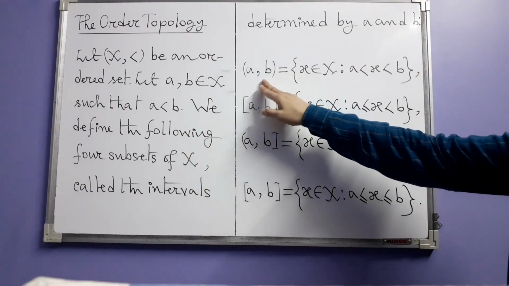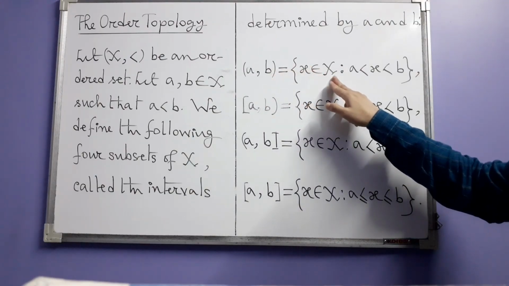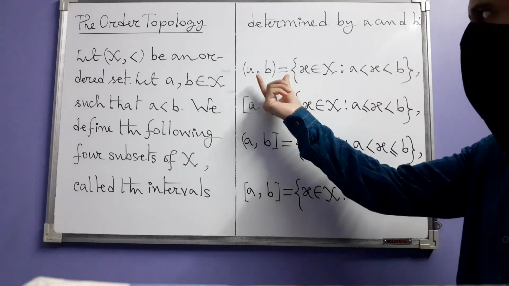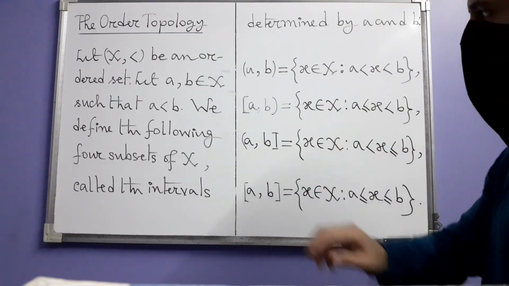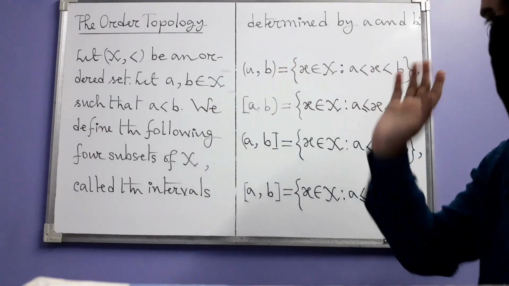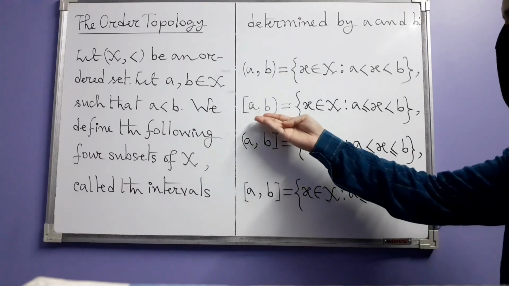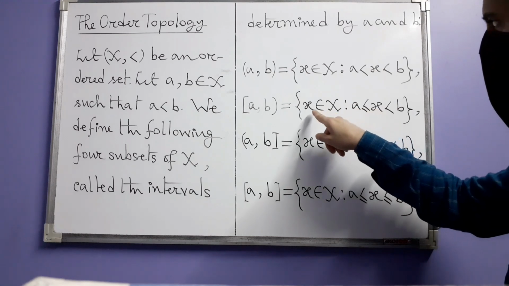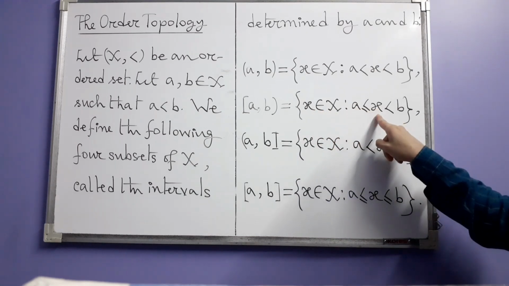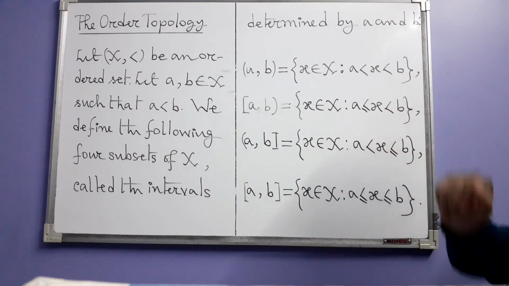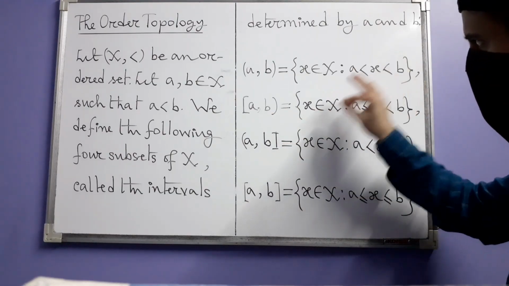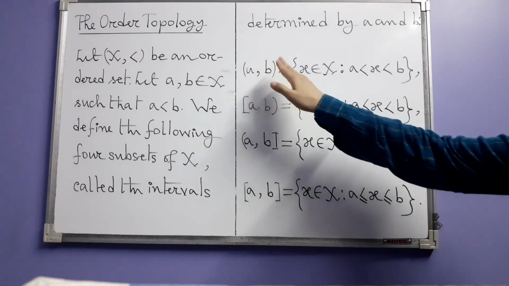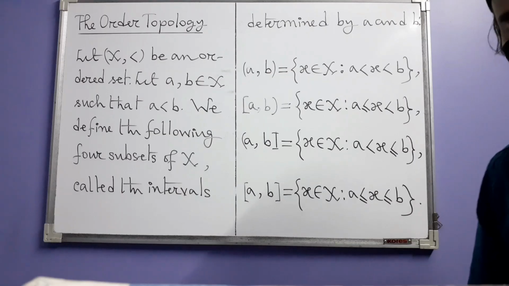The first one is the set of all elements x in X such that A is less than x and x is less than B. This is called the open interval determined by A and B, where A lies on that side and B lies on this side. Next we have this other type of interval, and in this interval we have those points x in X such that x is greater than or equal to A but less than B. That means A is an element in this interval but B is not. In the one above, neither A nor B belongs to this interval.